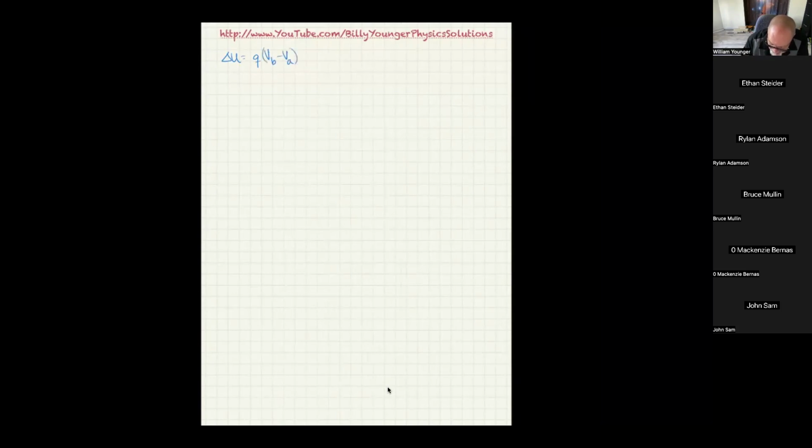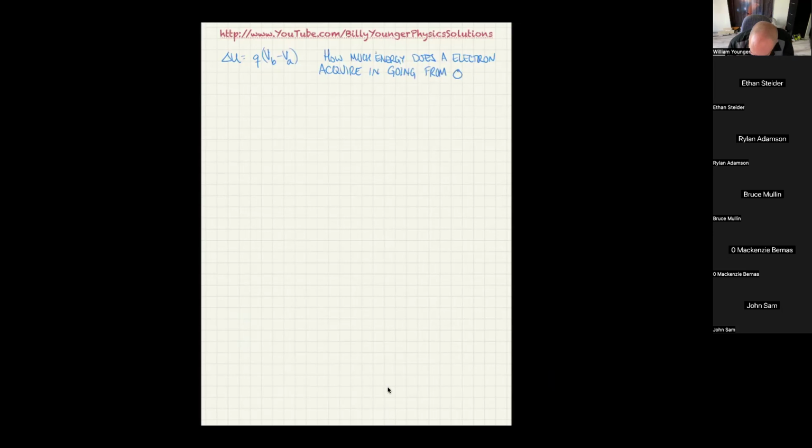And let's say, how much energy does an electron acquire in going from 0.00 volts to 1.00 volts?